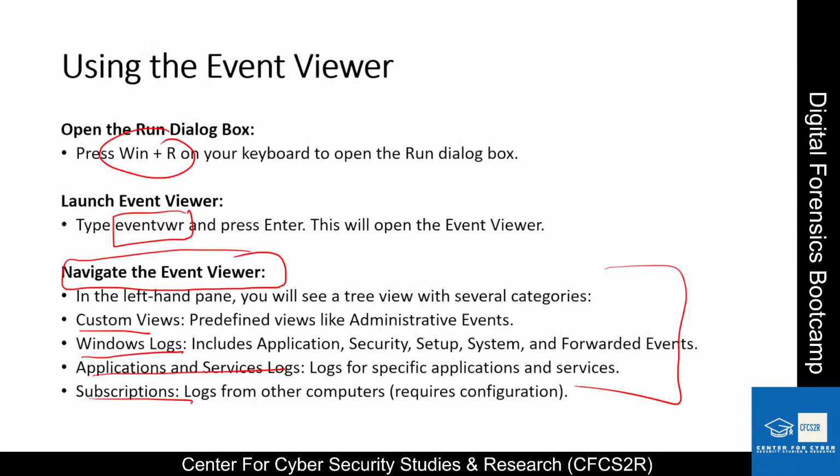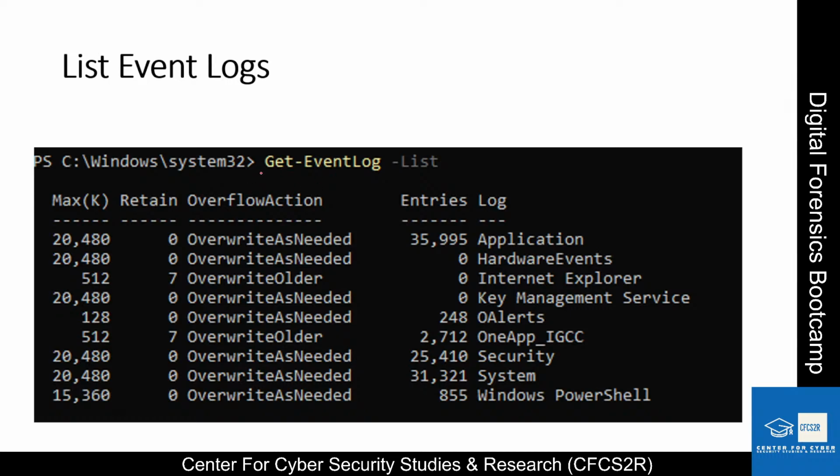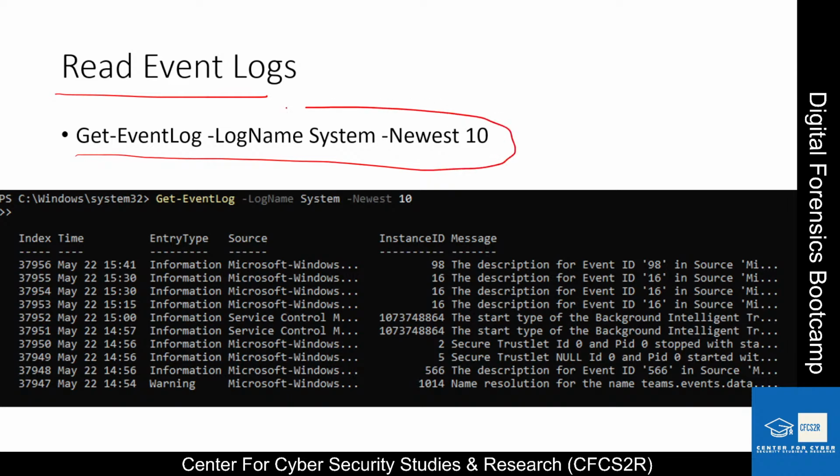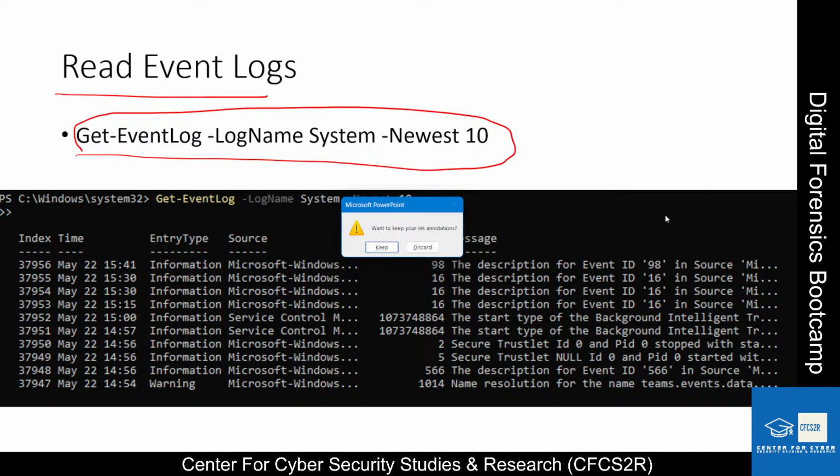There is one more PowerShell command, Get-EventLog -List. It will show you the entries in each particular log: the application log, security log, system log. So all this information can be visible through this. Now, if you want to read the event logs in PowerShell, you can use this particular command and read them. Let's do it.